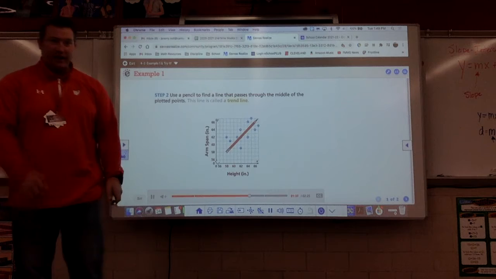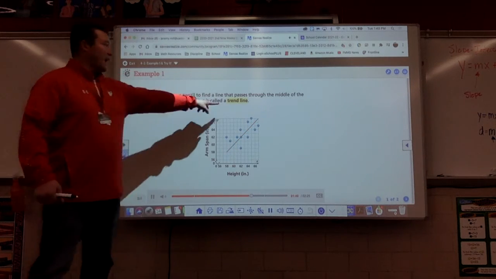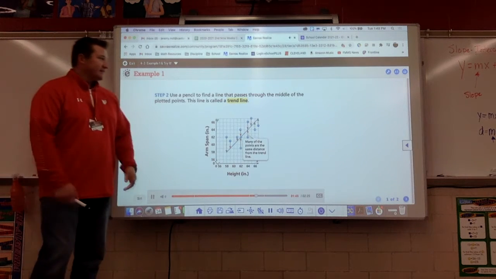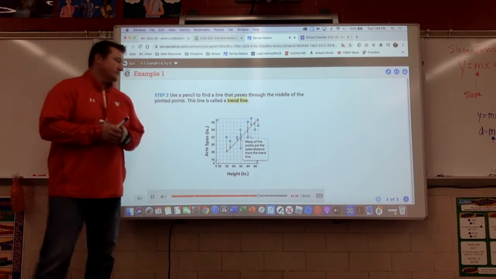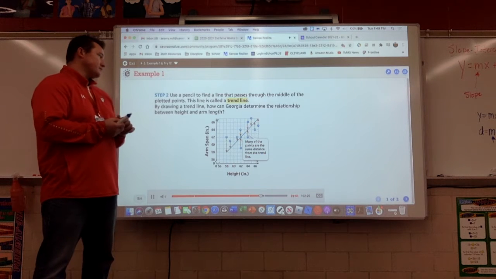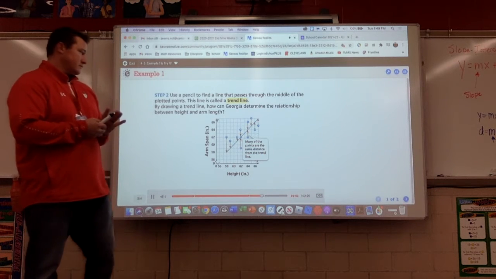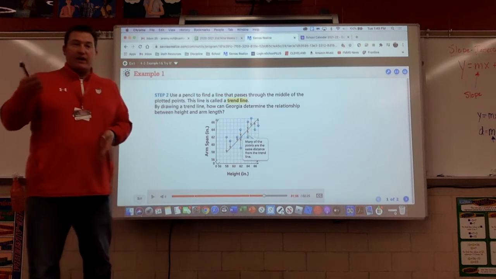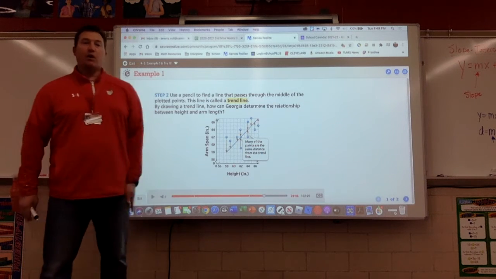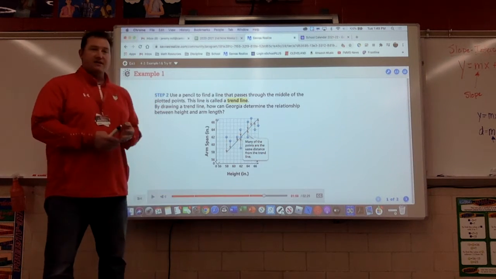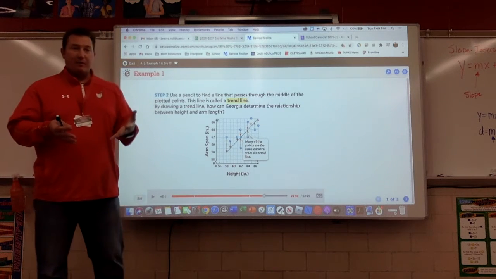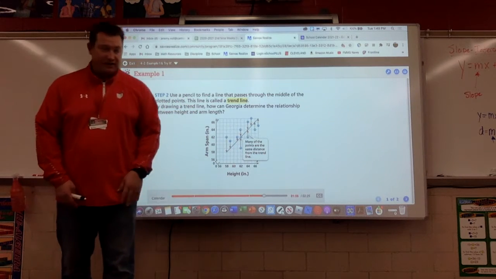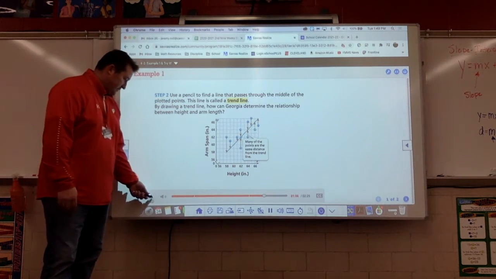Let's see what they say about trend lines. This line that passes through the middle of the plotted points is called a trend line. She found a good trend line because many of the points are the same distance from the line. By drawing a trend line, how can Georgia determine the relationship between height and arm length? Well, guys, once we have that trend line, ask yourself, what kind of slope do you see? I see a positive slope. If you see positive slope, that means we will have a positive association, which means as the x value increases, the y value increases.